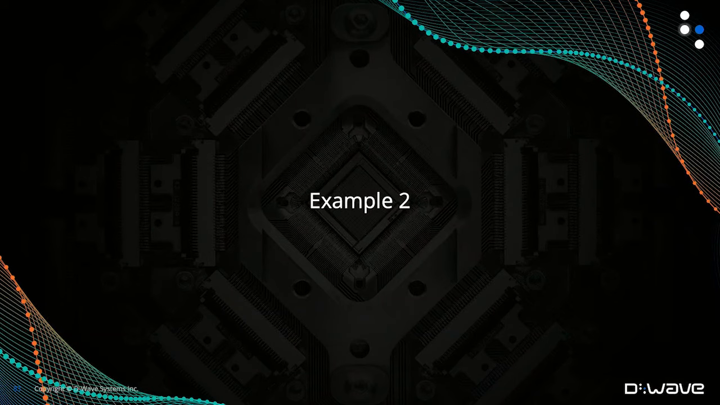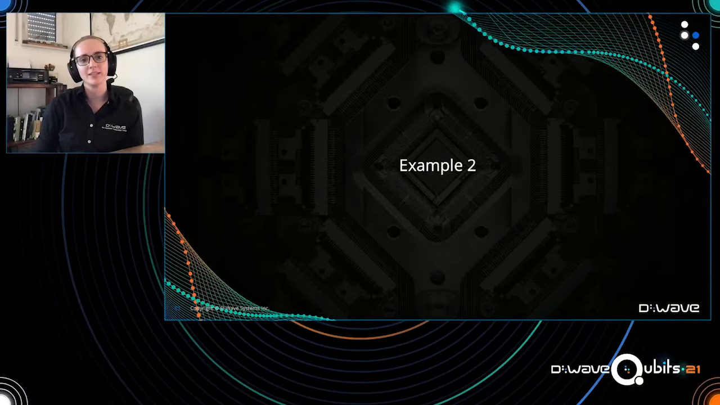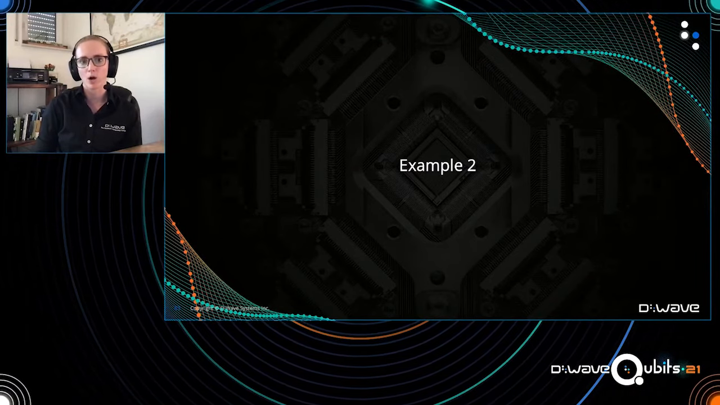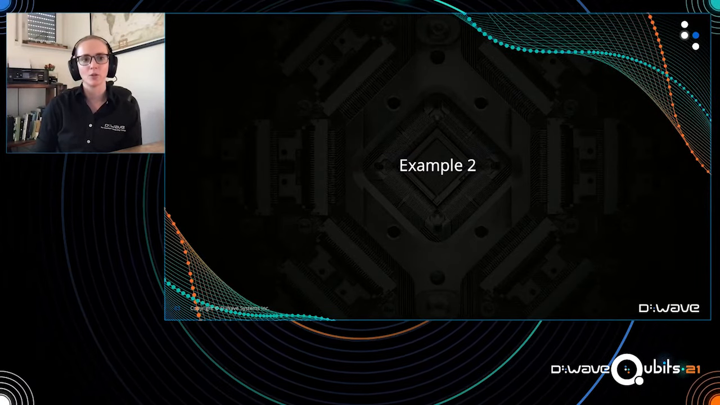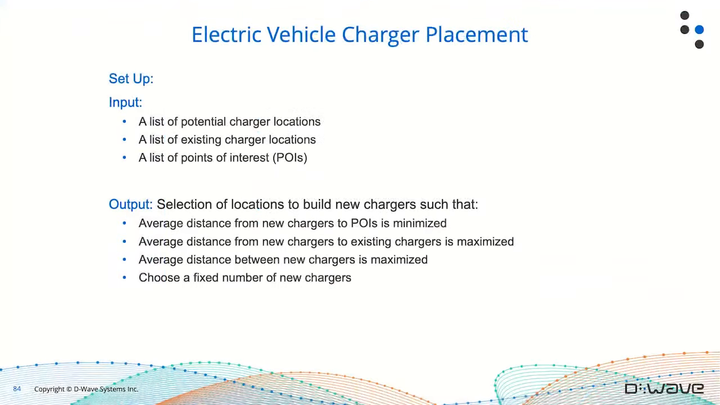All right, so that was kind of our intro example. Now we're going to really dive into one that's quite a bit more complicated. So example 2, we're going to go through the electric vehicle charger placement. This has been in our collection of examples for a little while now, I think almost a year.